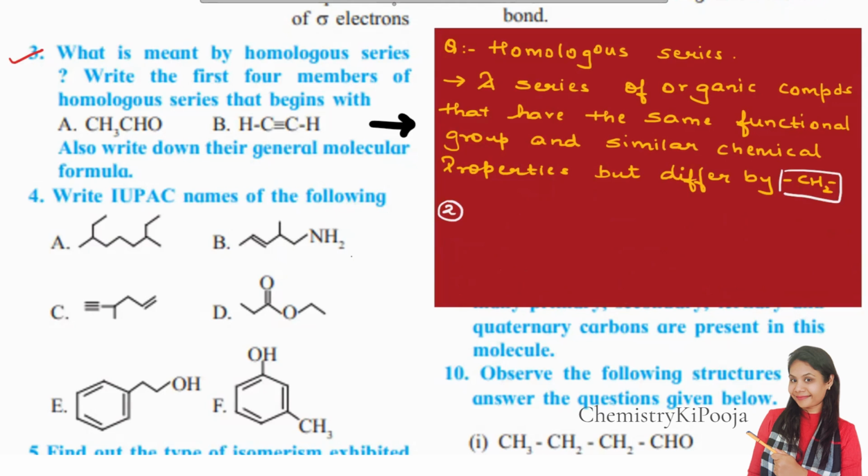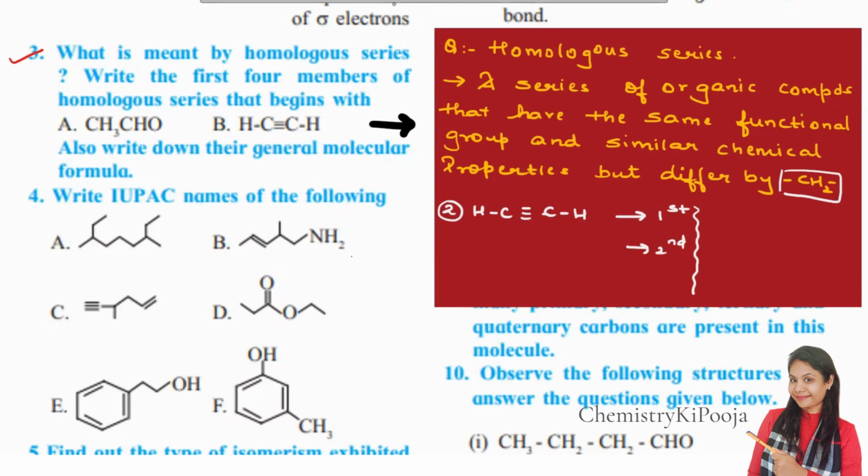Now coming to the second one, it is CH triple bond CH. This is the first member, right? Now coming to the second member, definitely in the second member, I'm going to add one more carbon atom, right?